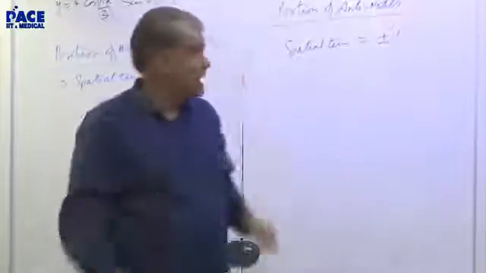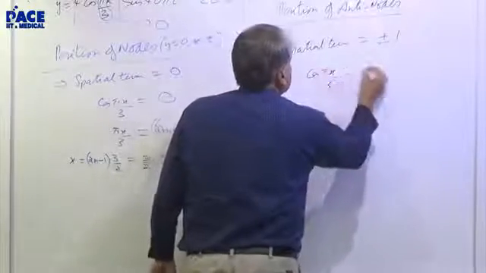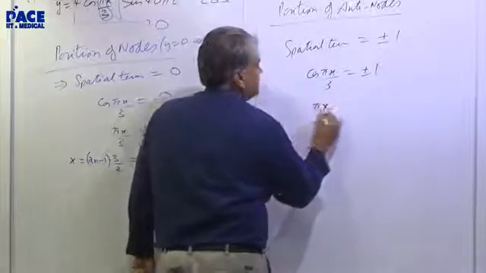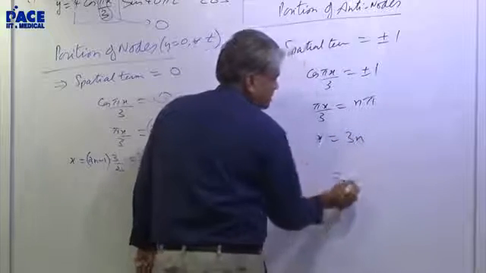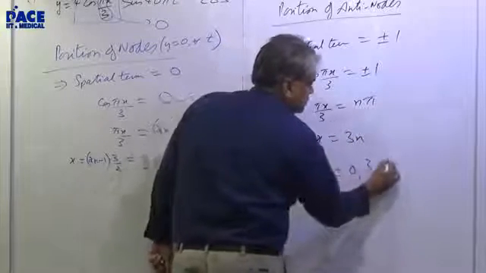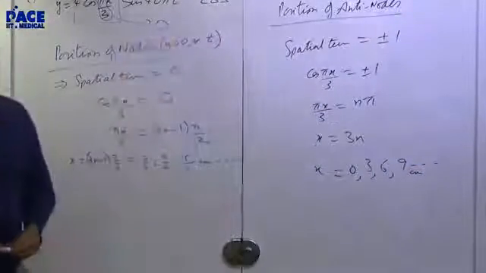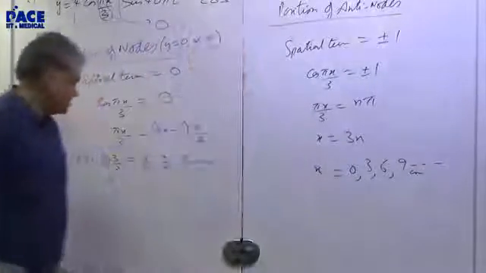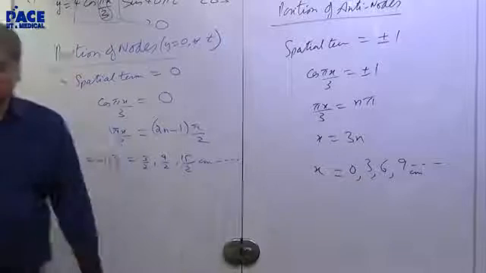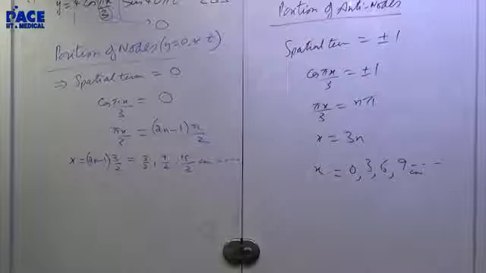So that's the antinode. Spatial term plus minus 1 means cos(pi x by 3) is plus minus 1. This will happen if pi x by 3 is n pi, or x equal to 3n, which means x is equal to 0, 3, 6, 9, etc. So these are the positions of the antinodes. Anyway, you can see the gap between nodes is 3 centimeter. Gap between antinodes is also 3 centimeter, which is what it's supposed to be. So now mathematically we have established the exact position of the node and the antinode.